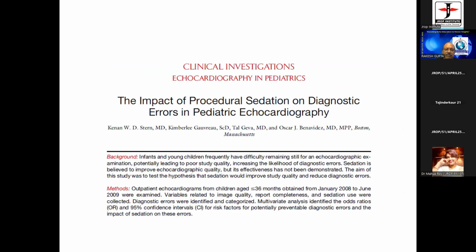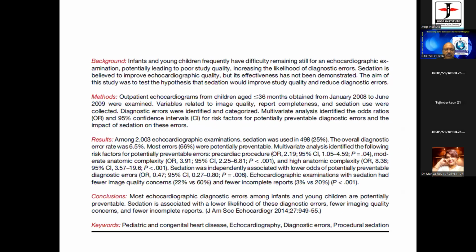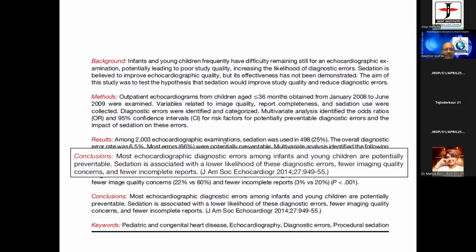And this is a paper from JASE 2014 talking of the impact of procedural sedation on diagnostic error in pediatric echocardiography. It very categorically says that errors among infants and young children are potentially preventable. Sedation is associated with a lower likelihood of these diagnostic errors, fewer imaging quality concerns, and fewer incomplete reports.